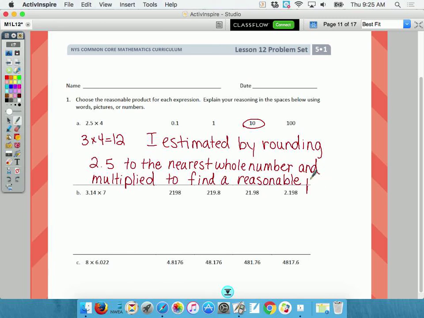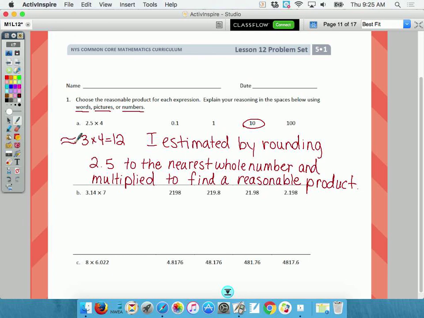Okay, and then I'm going to read this back. Now, that's using words, right? And it says you can use words, pictures, or numbers. We sort of used numbers too, didn't we? If we would have done this, that might have also told some information. This means to estimate, round, right? Round. Okay, so another way to do this, I estimated by rounding 2.5 to the nearest whole number and multiplied to find a reasonable product. Okay, makes sense.